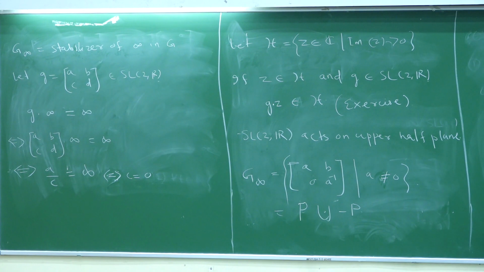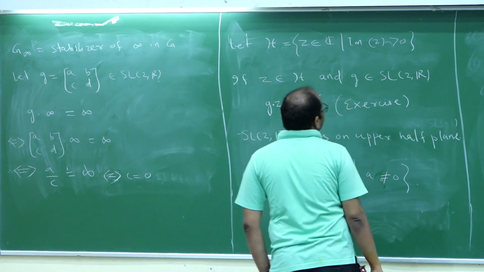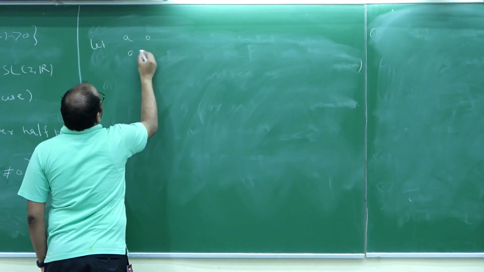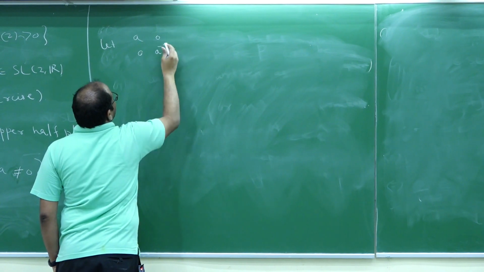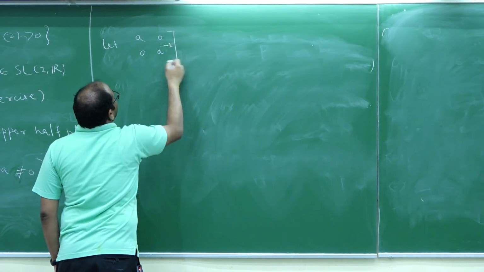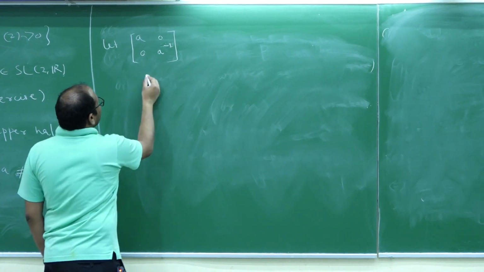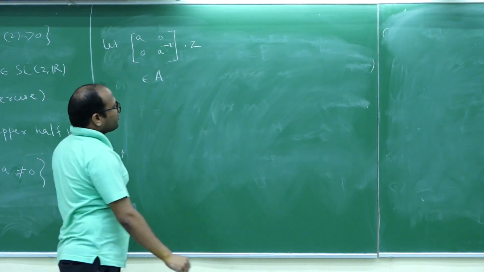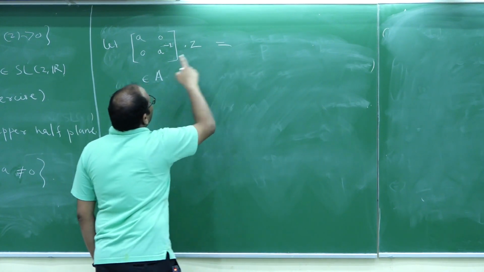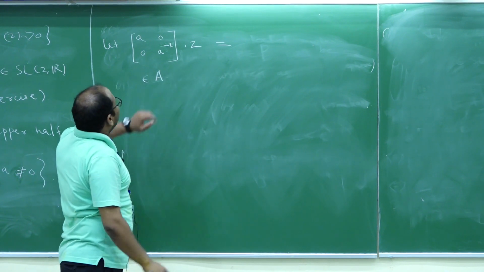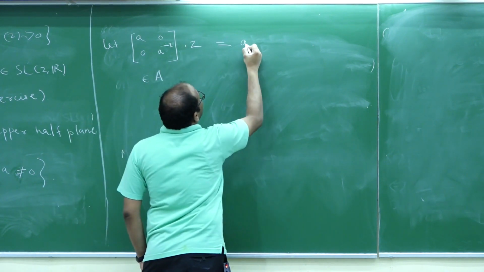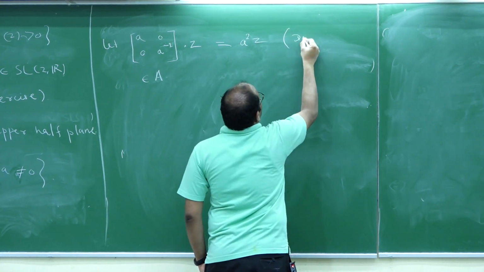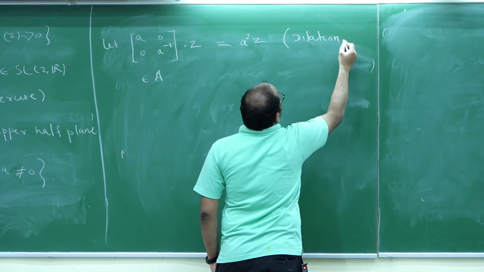Now take any element of A. Take this thing (A, 0; 0, A inverse). So this element belongs to A. And how will this act? It will act like this. If you plug in the data, if you use the definition, this will be this here. And this is nothing but dilation.